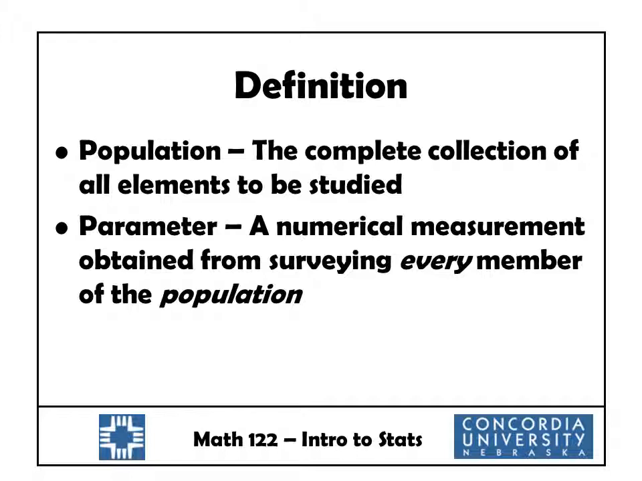A couple of important definitions here. A population is the complete collection of all elements to be studied. Population is not necessarily a group of people. It can be, but it's just a generic term for everything that we're interested in a particular scenario. A parameter is a numerical measurement obtained from surveying every single member of the population. So if we get information from every single member of the population and we calculate something like a mean or a proportion, that number would be considered a parameter.